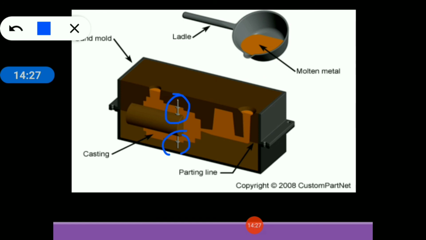So this is the device used to support this core. We have placed this core so that at one side it is supported in the mold, but at the other side it is unsupported. So to give support to the core, we place a small device from the top and bottom side of the core, so that it can support the core.